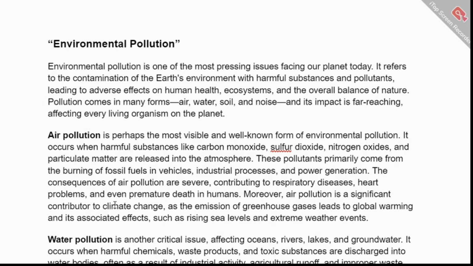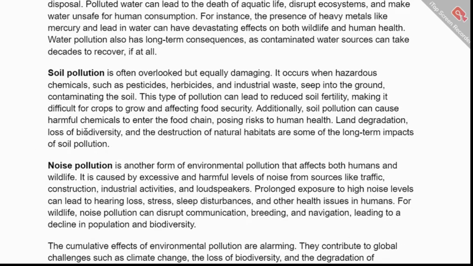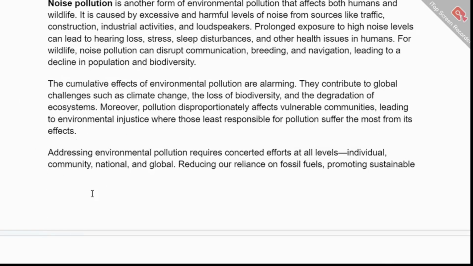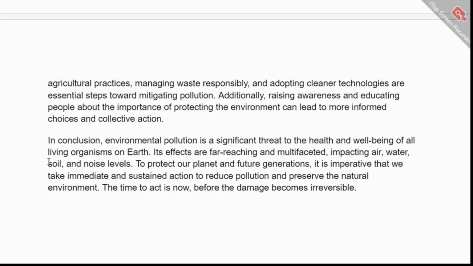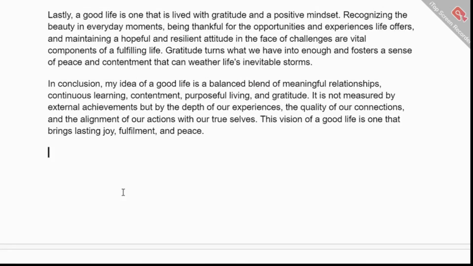At last I have one more example. Here I have written essay on environmental pollution. Here again introduction, then under body paragraph we have different paragraphs like air pollution, water pollution, soil, noise pollution. And at last I have written conclusion. So in this way we have to write our essay without the side headings. First introduction, then leave some gap, then write your paragraphs by leaving some gap, and at last you need to write your conclusion.